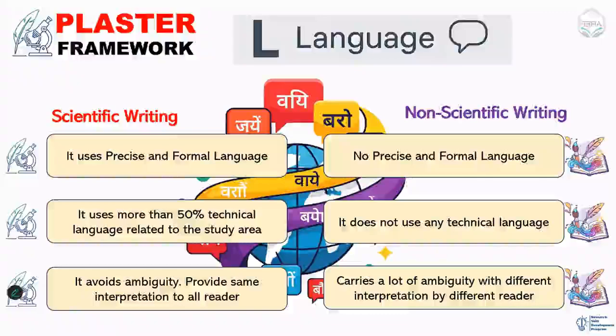What makes the ambiguity more striking is the level of interpretation. If it is scientific writing, anybody who reads it, the interpretation remains the same for all people. If you read it, I read it, both of us will interpret those things the same way. But if it is non-scientific writing, you may interpret it differently. I may interpret it differently. I'll give you one example we have already discussed.